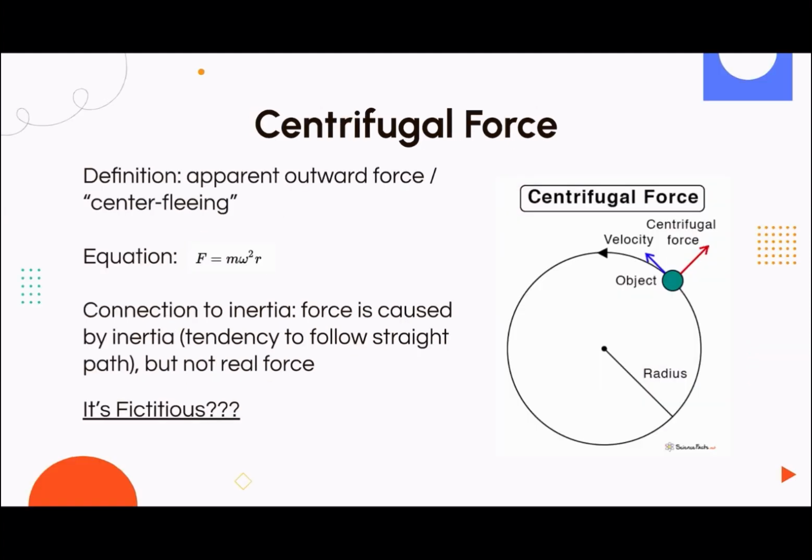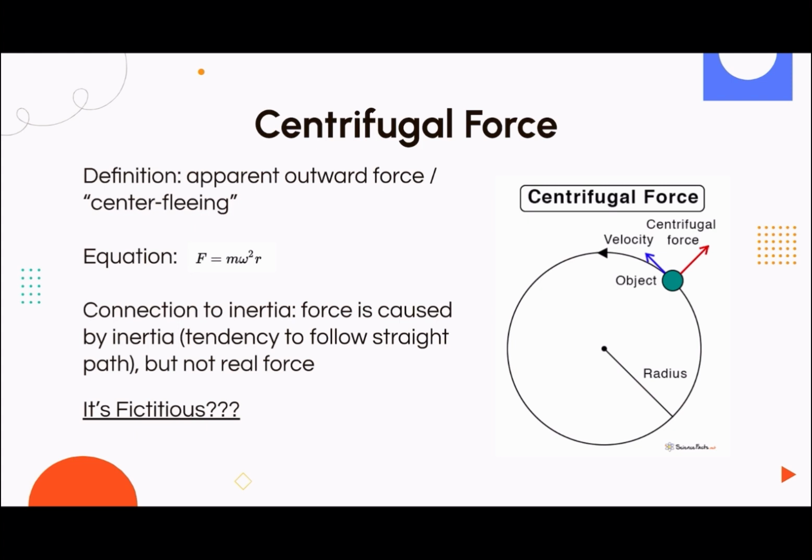Centrifugal force is an apparent outward force. Center fleeing might be a helpful term to memorize its definition. The equation for centrifugal force is F equals m times omega squared times r. M represents mass, omega represents angular velocity, and r represents the radius.